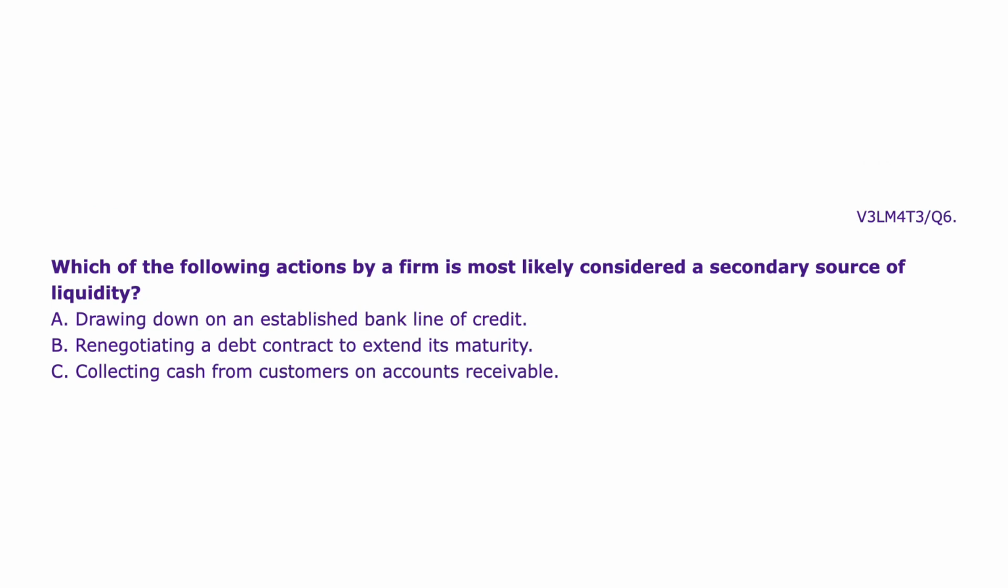Which of the following actions by a firm is most likely considered a secondary source of liquidity? A. Drawing down on an established bank line of credit. B. Renegotiating a debt contract to extend its maturity. C. Collecting cash from customers on accounts receivable.